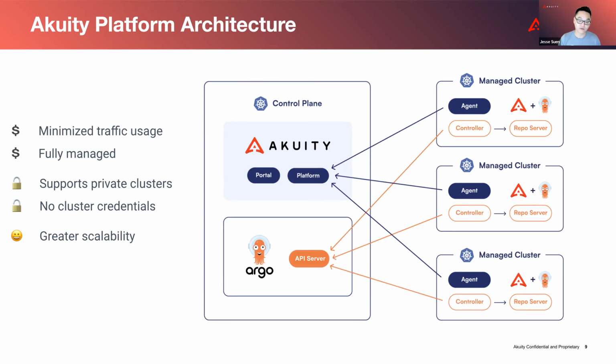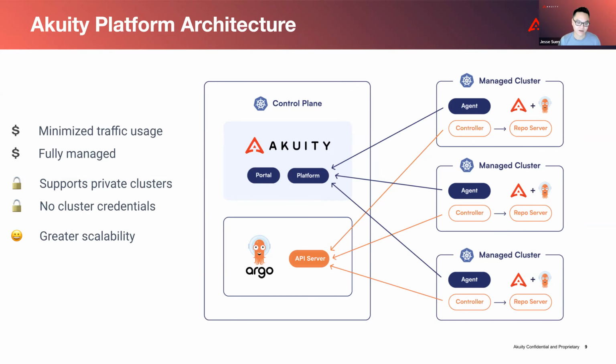So the first is you can keep those clusters private, right? With this architecture, the managed cluster only needs outbound internet access back to the control plane, instead of the other way around, right? With the control plane needing access to the Kube API server. And we actually think this will open the door up for more use cases in Argo CD, such as managing clusters at the edge.